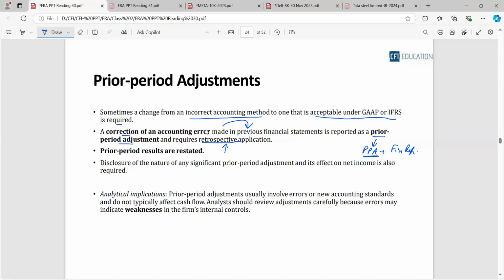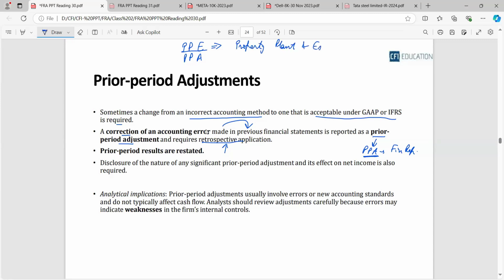I just want to know one thing, guys. As a student, I used to confuse two terminologies. One was PPE, one was PPA. Can you tell me what is PPE? You might have come across this word, PPE. It is prior period estimate, sorry. No, no, no. It is property, plant, and equipment.